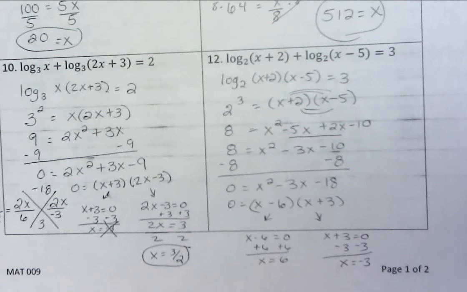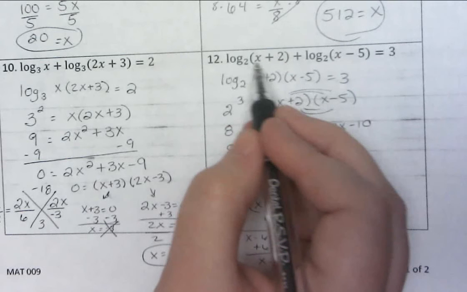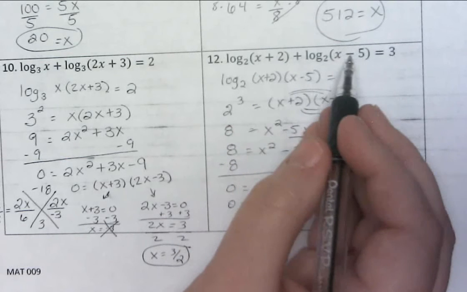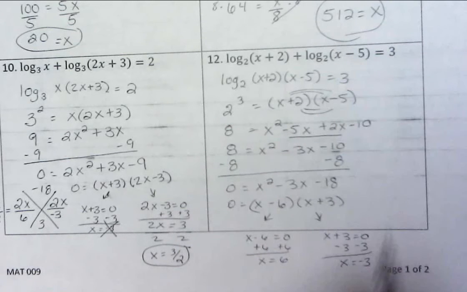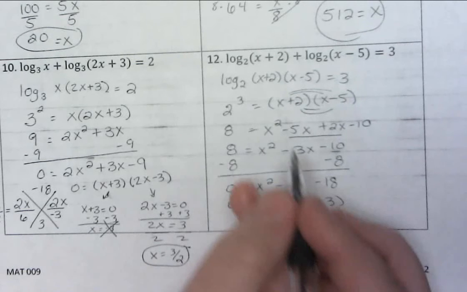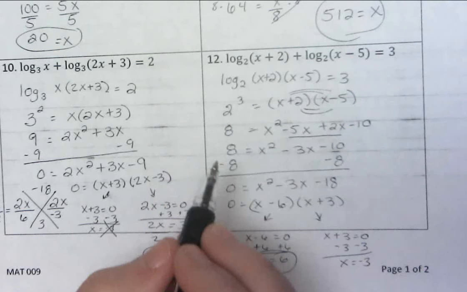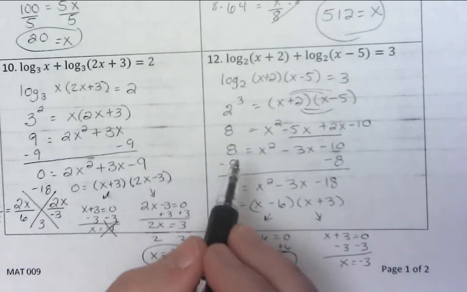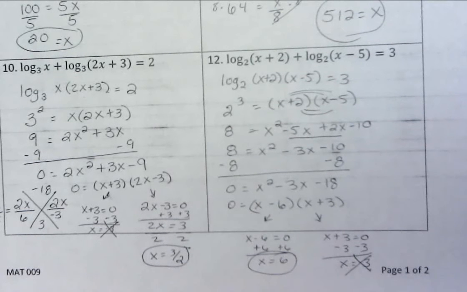Now when we plug these in, we've got to make sure that they give us a positive input. So take your 6 and plug it in here to this x. 6 plus 2 is 8, which is positive. 6 minus 5 is 1, which is positive. So 6 is a good answer. Negative 3, well, if I plug negative 3 in for this first one, negative 3 plus 2, well, that would give me a negative 1, so it wouldn't work. So negative 3 is not a good answer, and so our answer is just 6.